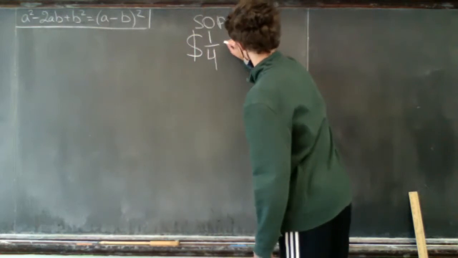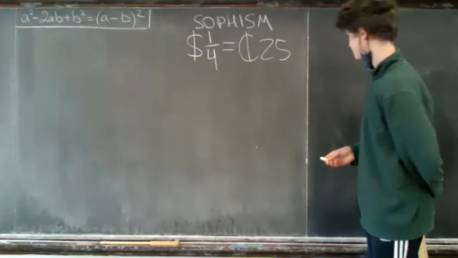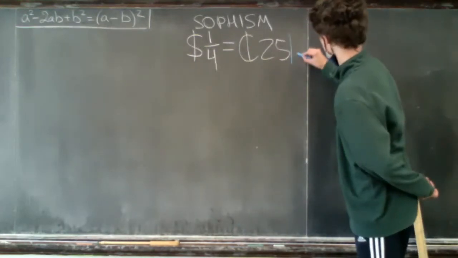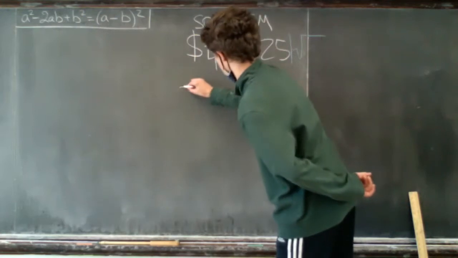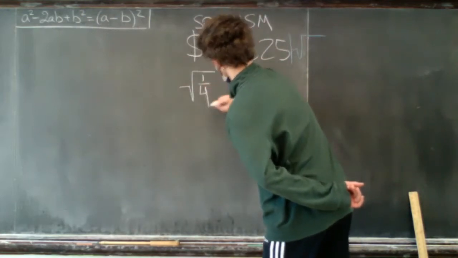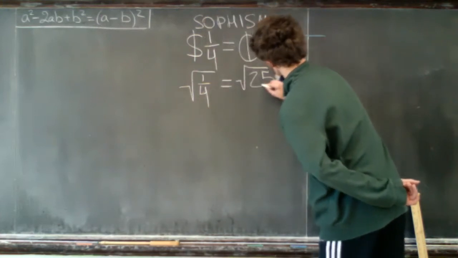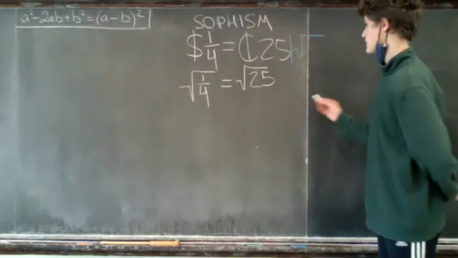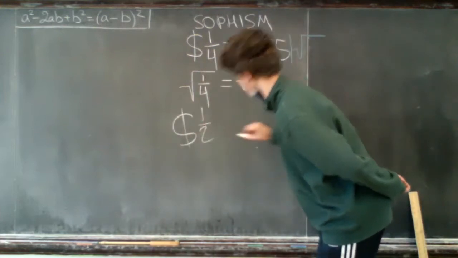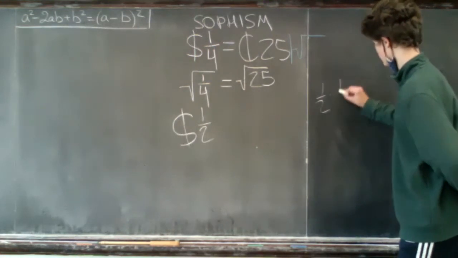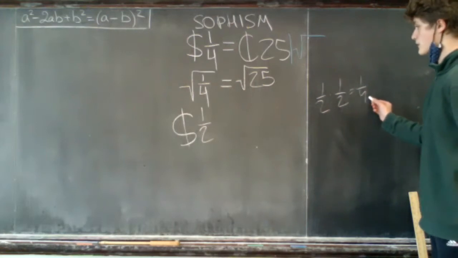1/4 of a dollar is equal to 25 cents. Next, I will take the square roots of both sides. So I will have the square root of 1/4 is equal to the square root of 25. Now, the answer to each of these will be 1/2, because 1/2 times 1/2 equals 1/4, because 1 times 1 is 1, and 2 times 2 is 4.